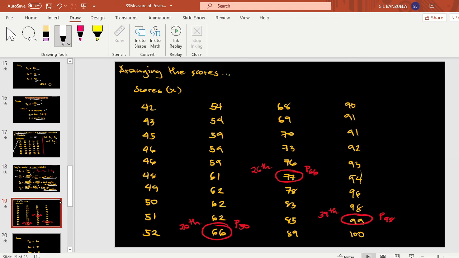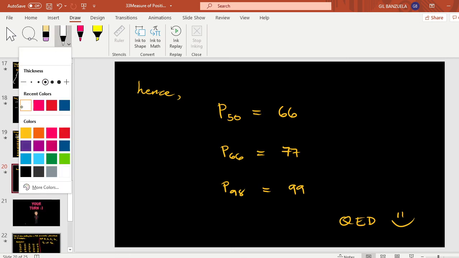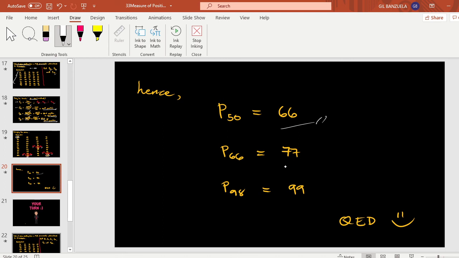Again, arranging the scores from smallest to highest, the smallest score is 42, the highest is 100. Our P50 is located at the 20th position, which is 66. Our P66 is at the 26th position, which is 77. And our P98 is at the 39th position, which is equal to 99. Hence, our P50 is equal to 66, our P66 is 77, and our P98 is 99.